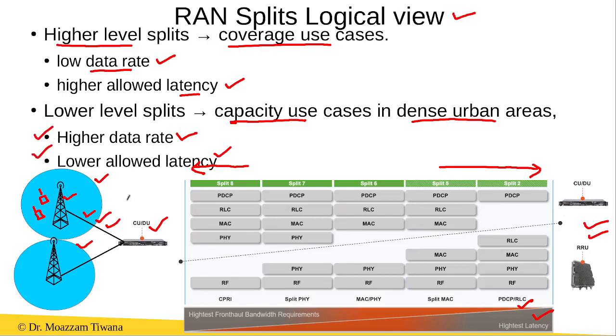Furthermore, since the majority of the functions are virtualized at a central location, we can have more virtualization benefits. And since there are very few functions in the RRU, the RRU is small, and these small RRUs can easily be installed in the dense urban areas.